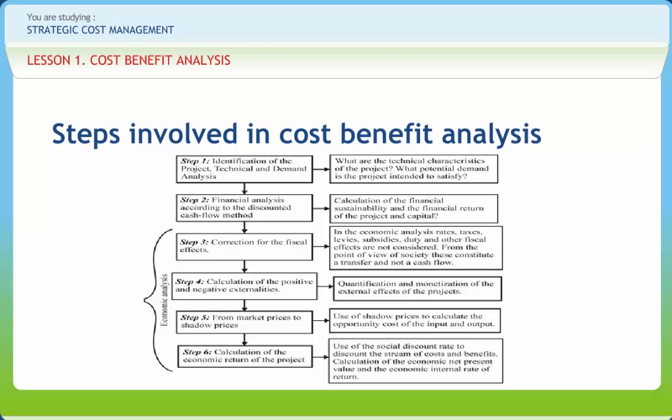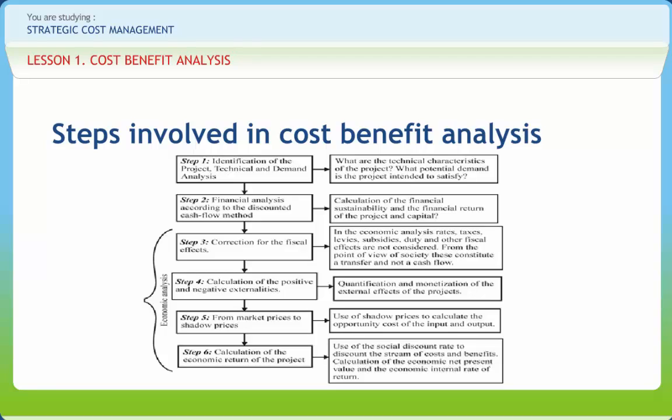Step 3 is correction for the fiscal effects. In the financial analysis carried out from the point of view of the private investor, some items are included, for example, taxes on profits that represent neither a social benefit nor a cost, but rather a transfer from one social group to another.